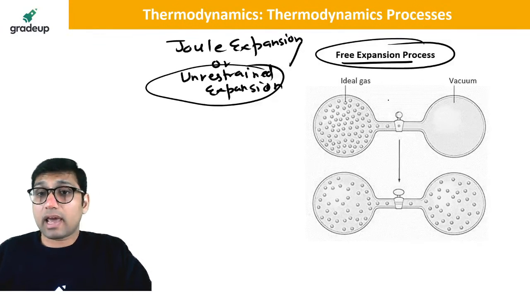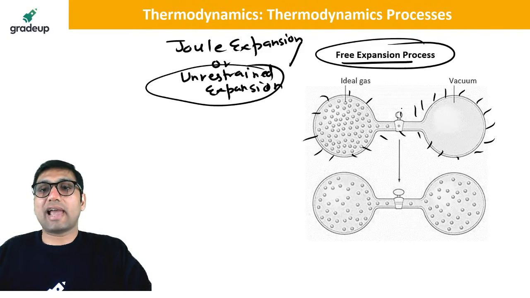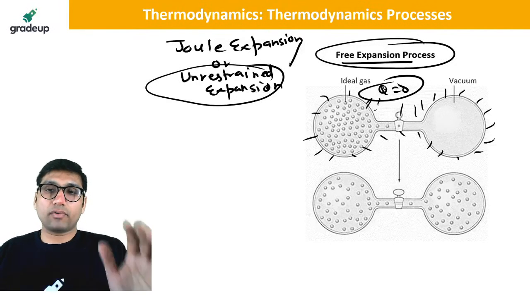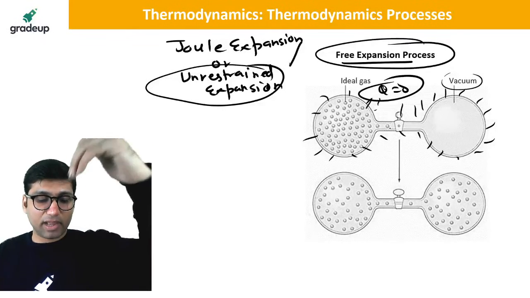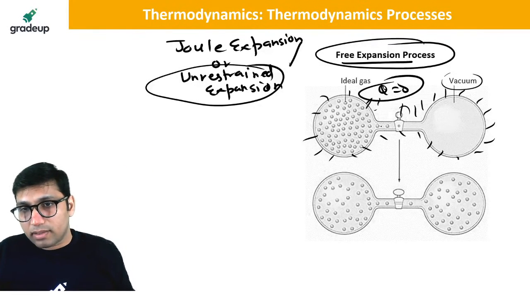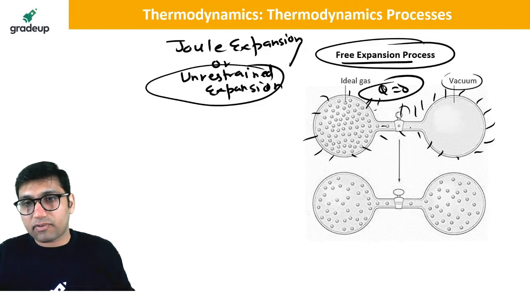Okay, so we have two containers. Both are completely insulated, so there is no chance of heat transfer to take place. One is in vacuum and the other has some ideal gas, and both have a partition. Now if this partition is suddenly removed, the gas will escape quickly into the other chamber. This is what happens after the partition has been removed.